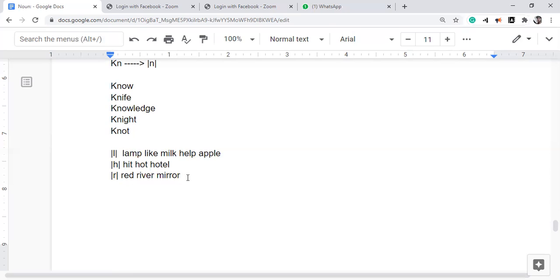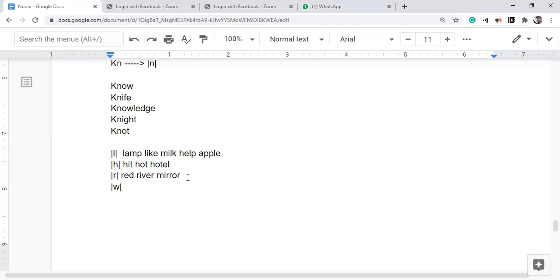Yeah. So this is the raw sound. I'll explain to you after this lecture, in the next lecture, the raw pronunciation rule: when to use raw and when not to use raw. Okay. The last sound we'll see is W. You can say W sound.